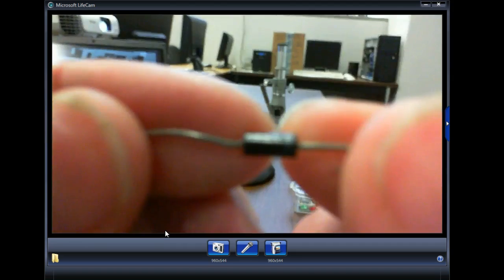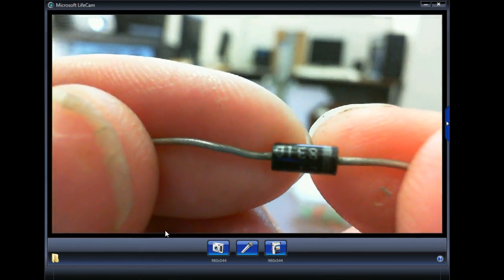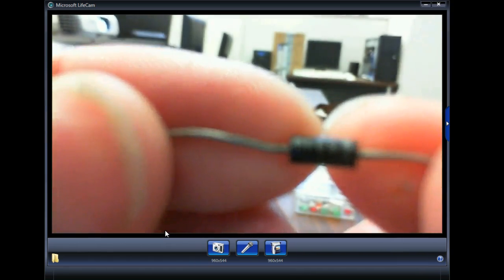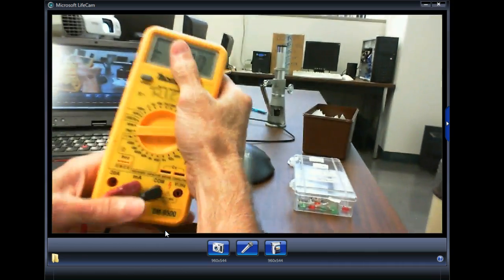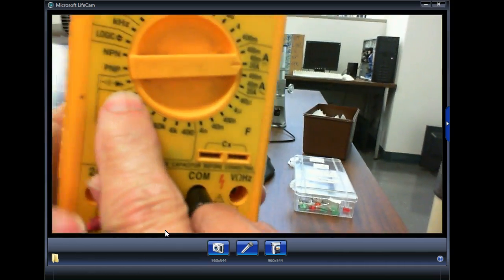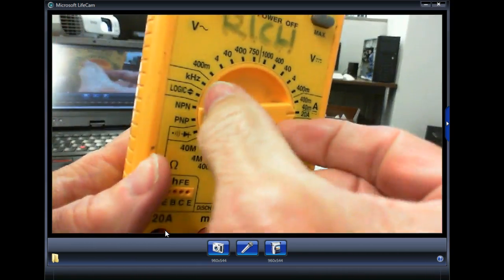And I can bring up tons of these. I focused in for a second. There we go. See the stripe around the end? What I'm going to do is we check these things all the time. So see right here, can y'all see this on my meter? What's that a symbol for? That's a symbol for a diode.